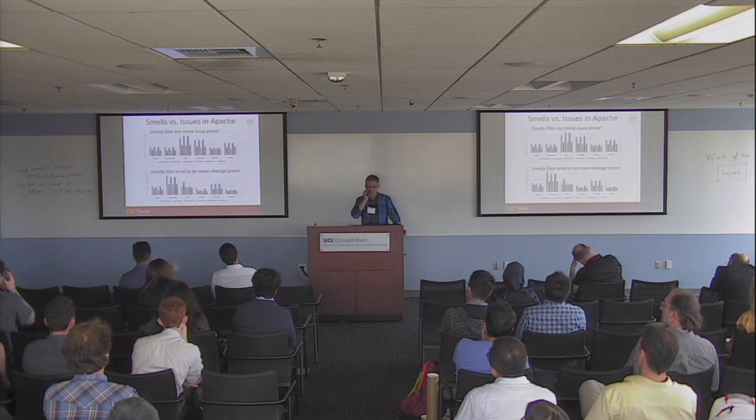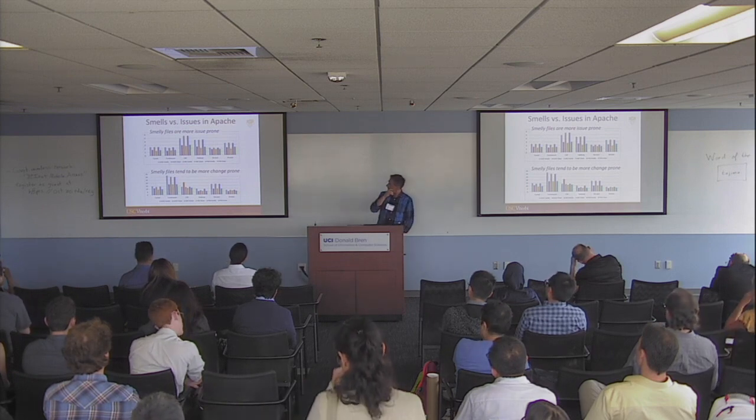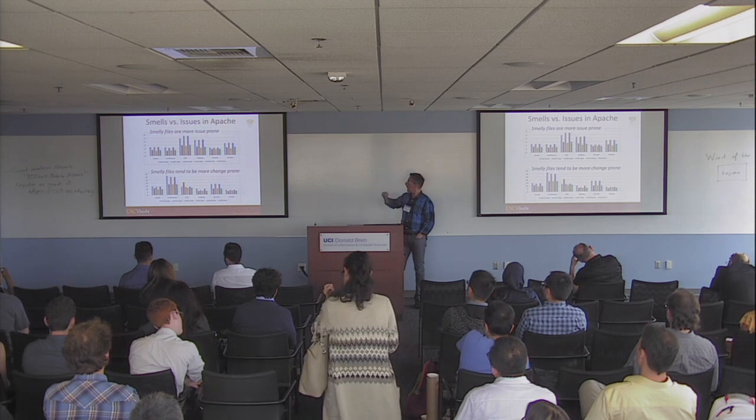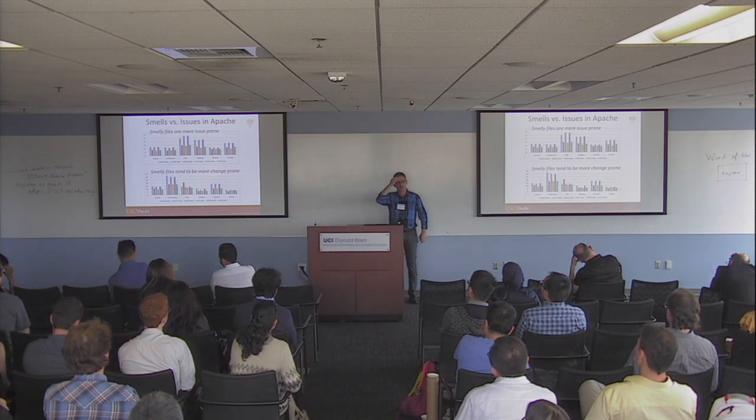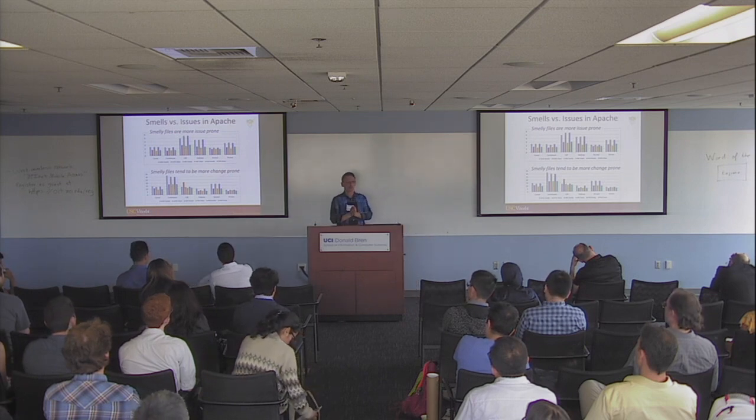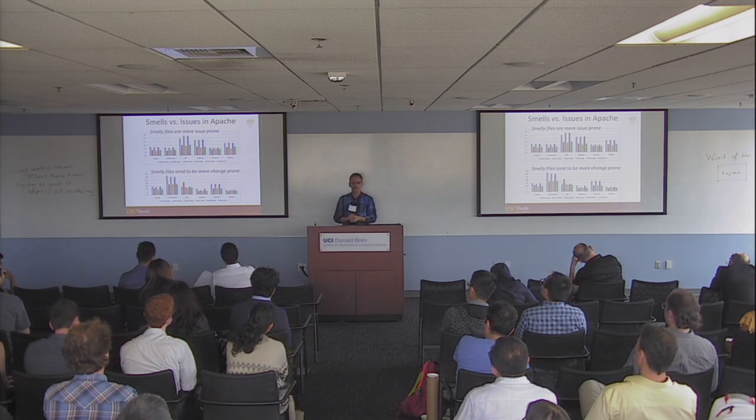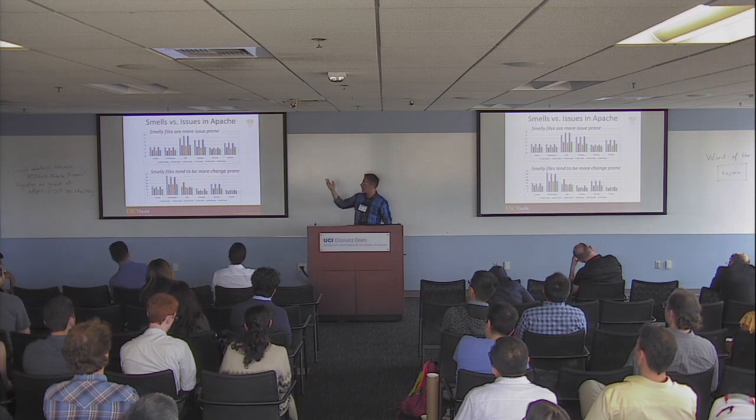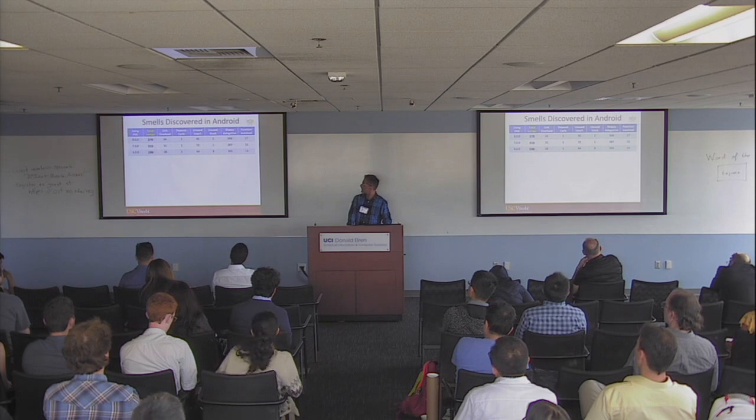As I already showed you before, this is just an example of six different systems, including Hadoop. It basically shows that over the lifespan of these systems, we found this invariably: smelly files are more issue prone. In other words, if you have implementation level files that belong to architectural components that are smelly, then they tend to be more issue prone than those that are clean. Smelly files also tend to be more change prone.